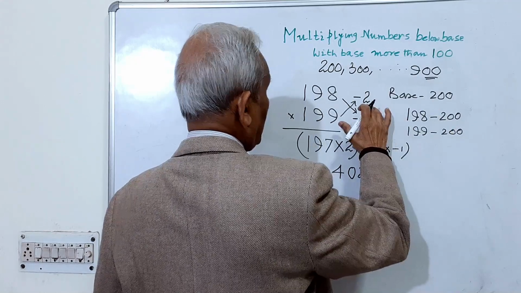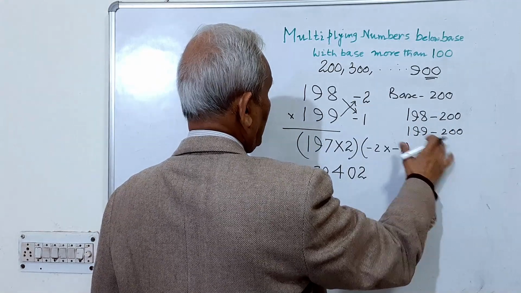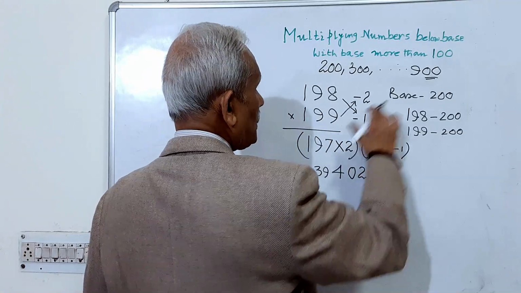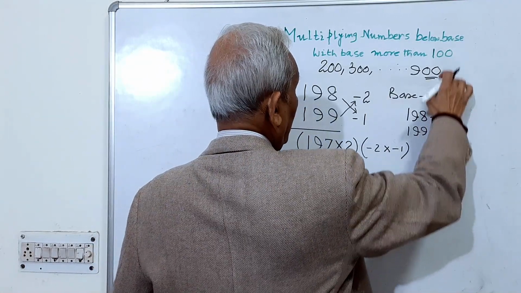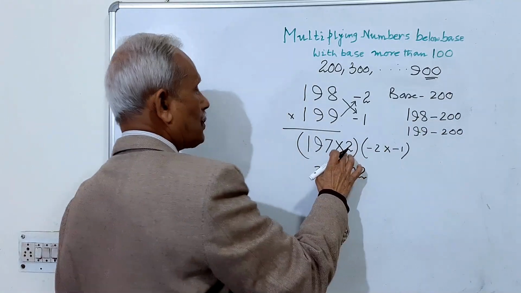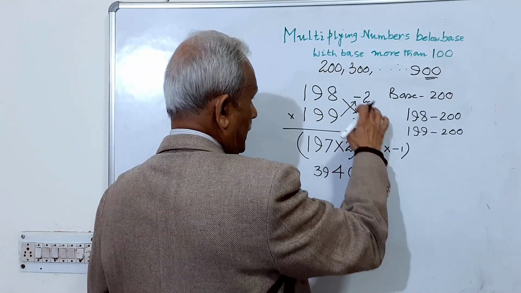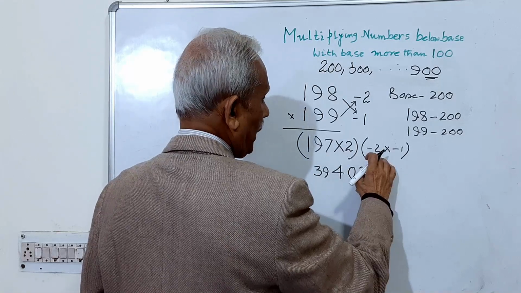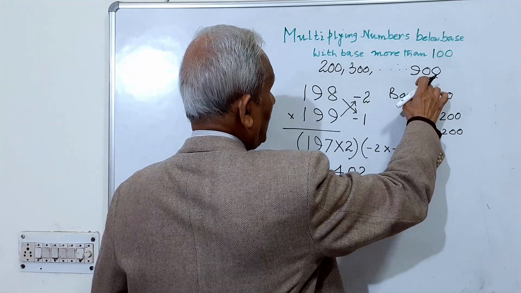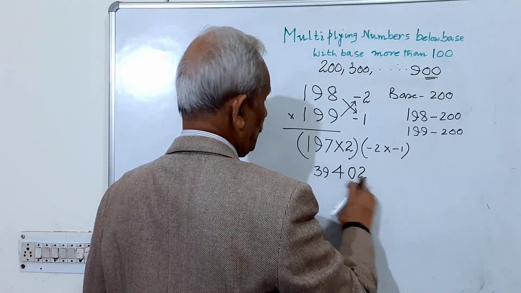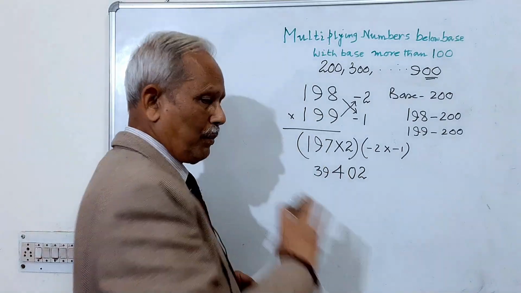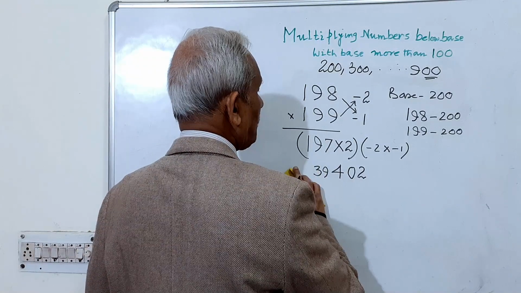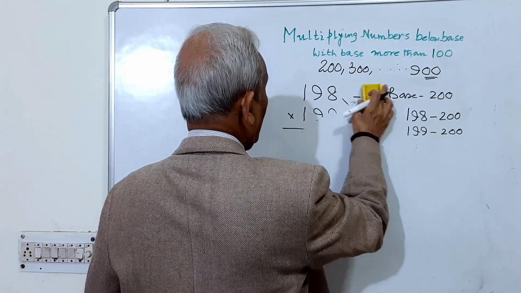198 minus 200 is minus 2, 199 minus 200 is minus 1. Cross subtraction gives 197. The base is 200, the second multiple of 100, so multiply this by 2. The second part of the answer is minus 2 into minus 1. Now 197 into 2 is 394. Minus 2 into minus 1 is 2. The base has got 2 zeros here, so we'll put here 02. So the answer is 39402. I hope you understand it. Things are very simple, very interesting, but you have to follow and understand the process. So let's go ahead now.